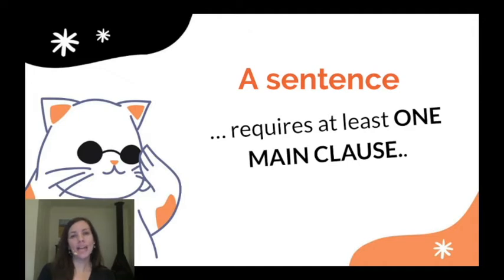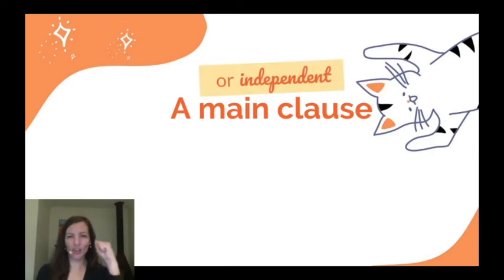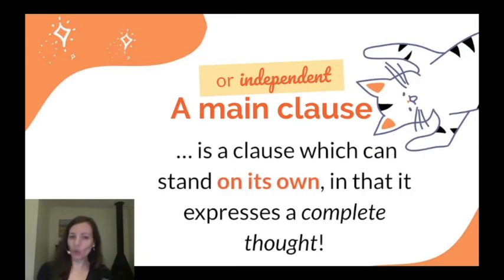So for a sentence, we are looking for a group of words that at least has one main clause. So what is a main clause? Well, a main clause is also known as an independent clause. And to be independent means that you can do things on your own. Hey, you don't need any help. So, in the case of clauses, we're looking for a clause that can stand on its own and that expresses a complete thought, independent of everything else in the sentence.